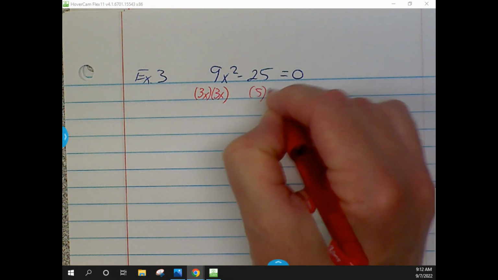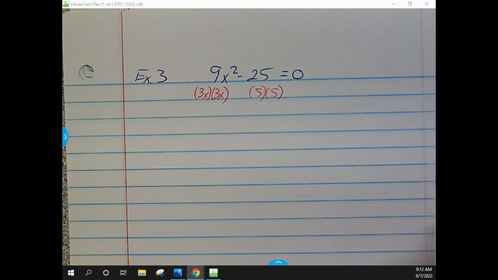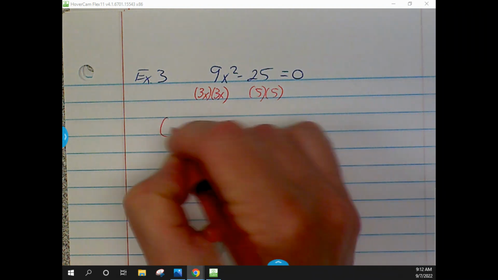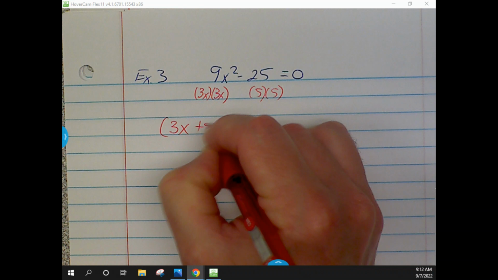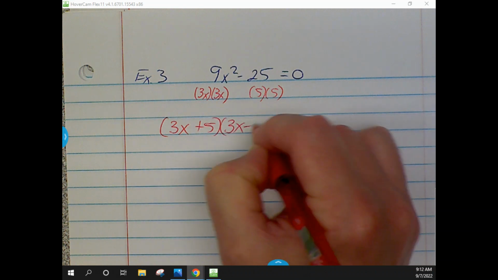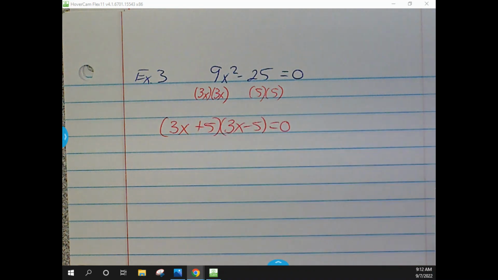25, that's 5 times 5. So if we're going to factor it, just a shortcut here, it's going to be 3x plus 5 and then 3x minus 5.